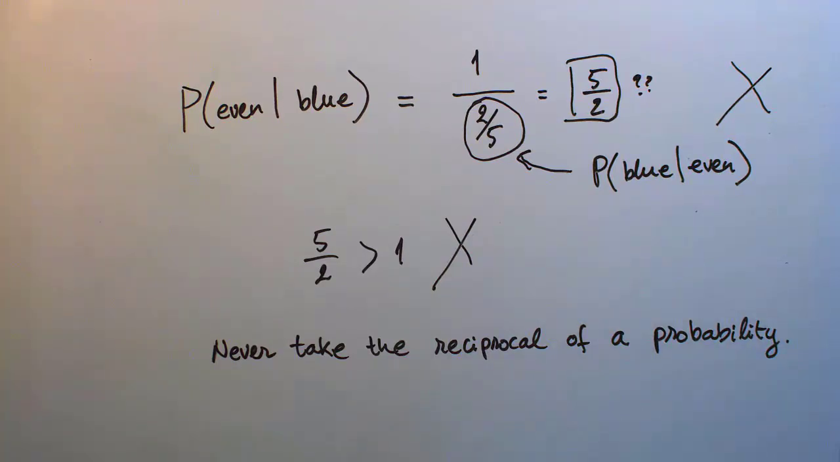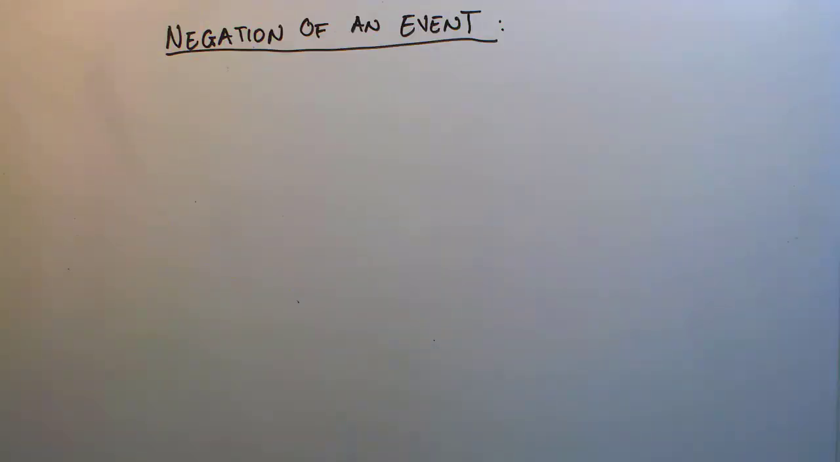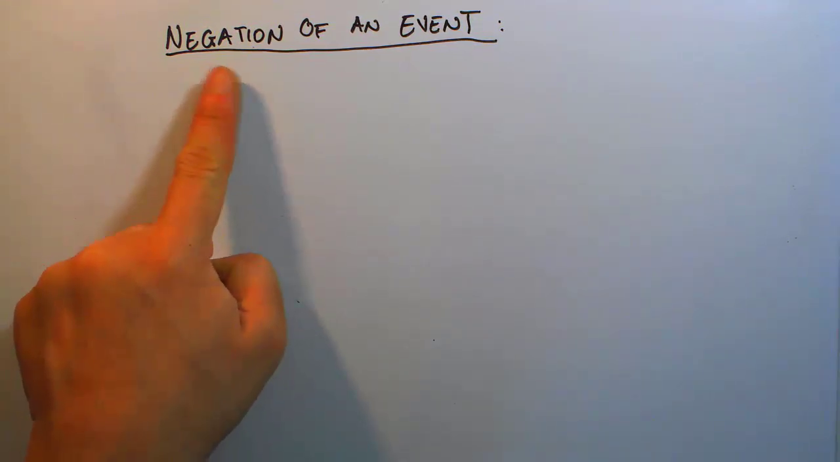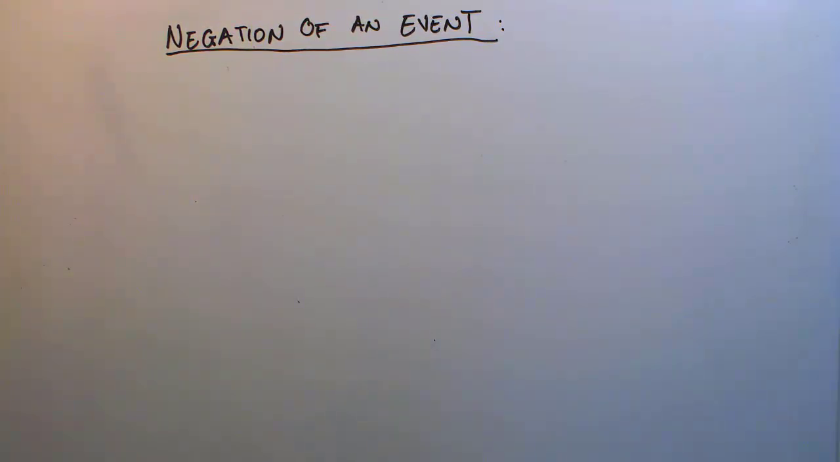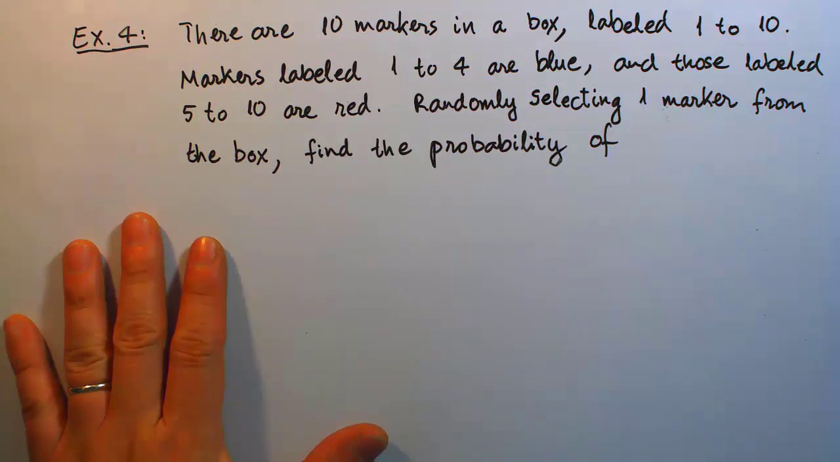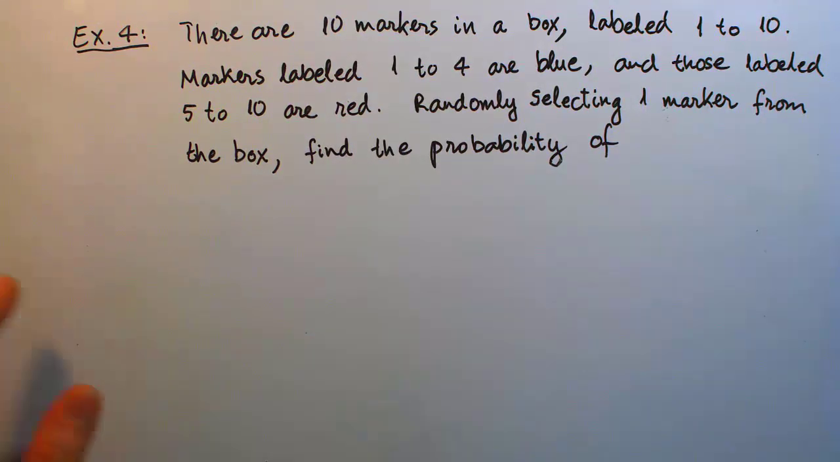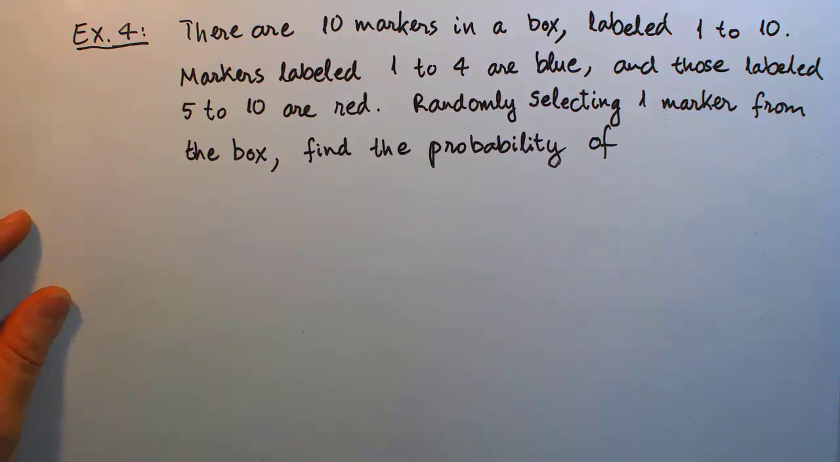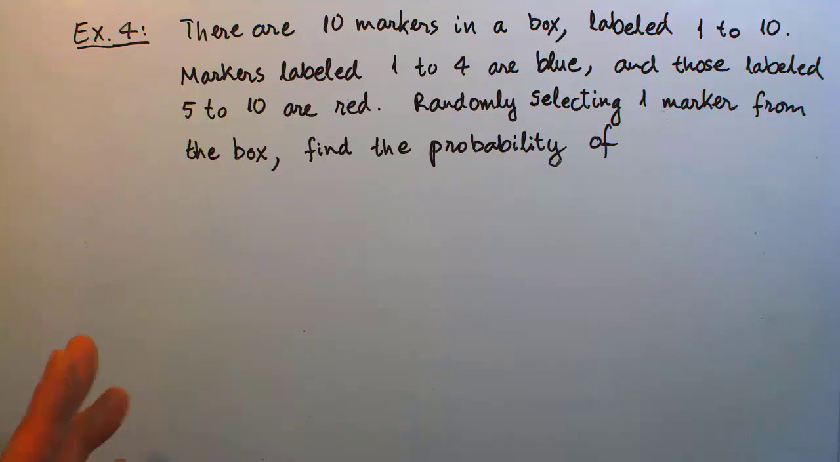Now let's look at what it means to consider the negation of an event and find the probability of a negation of an event. Let's find out what the negation of an event is by working out example number 4 here. In example 4, if we spend some time reading through it, it's the exact same description as in example 3, but we're going to bring up different kinds of questions.